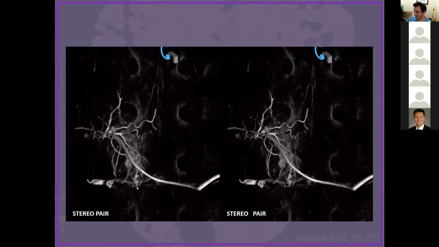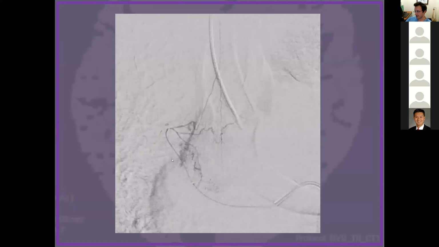This is a stereo pair of the same injection, so you could look at that. And here's the subselective catheterization. This is, I think, a Headway Duo sitting in this position, and then you see the three branches. Here's the radiculomedullary contribution via the radiculomedullary branch on the ventral nerve root. This is the branch that goes into the epidural space and supplies the back of the vertebral body. That's the lateral dural branch, and that's the hemangioma.